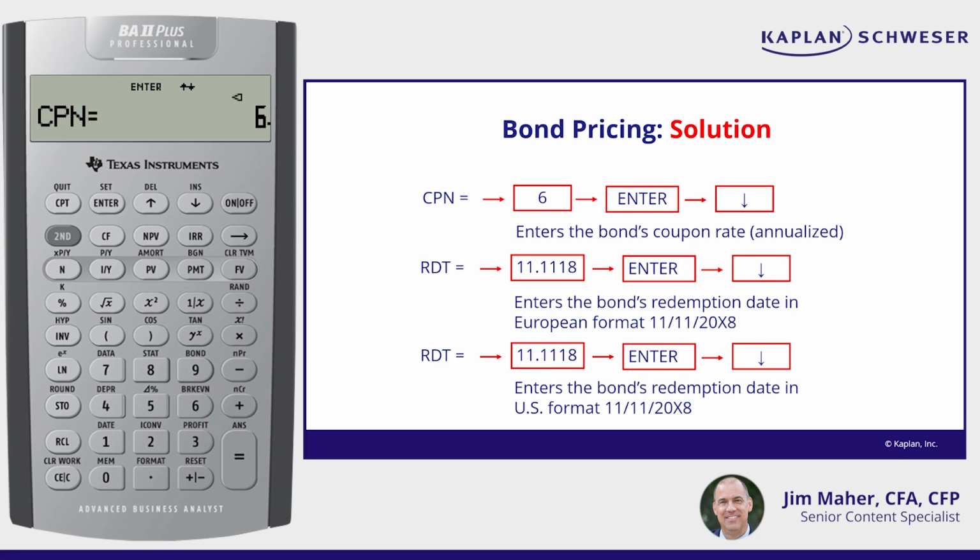Enter. We're going to scroll down, and then we got to enter our redemption date, and we're going to do that in US format. Actually, it happens to be the same in either format. I think we did that on purpose for learning purposes, so we wouldn't make a mistake for you. 11.1118, okay? It just so happens that's the way it's going to work out. And then what we're going to do is scroll down, okay?